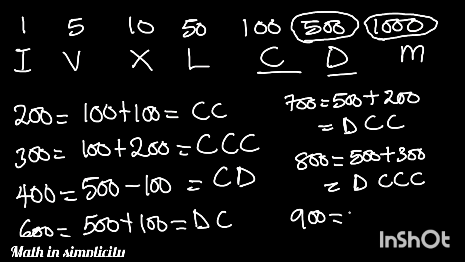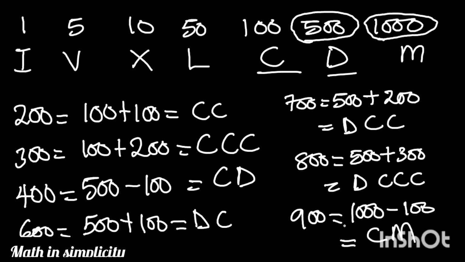So we are subtracting, right? It becomes 1000 minus 100, right? Just have to subtract 100 to give you 900. So since you're subtracting, write 100 which is less first, and then M, CM. So that's basically how to count in Roman numerals.